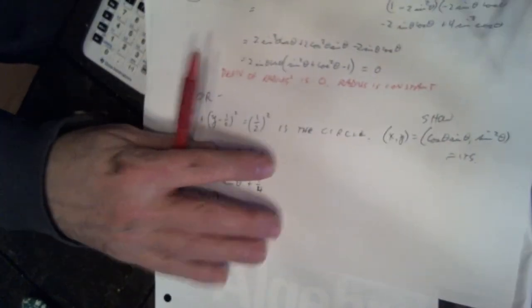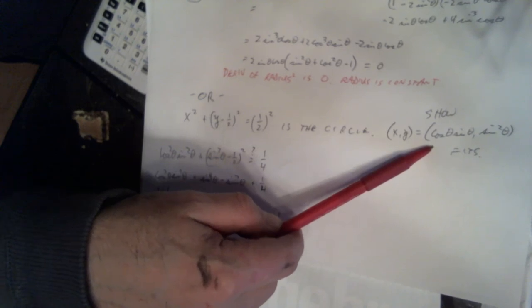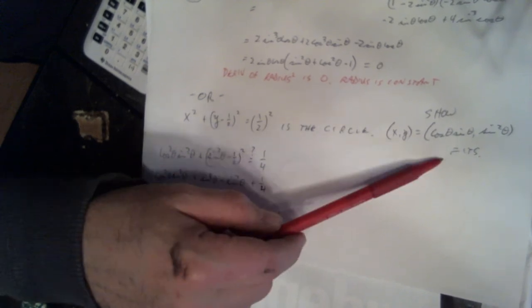So let's just show that any point, and this is the same point I had before, cosine theta sine theta, comma sine squared theta, is any point on what we want to be our circle fits. That's the word fits. It's not equal, it's the word fits. Let's show this point fits. It's actually not too bad.